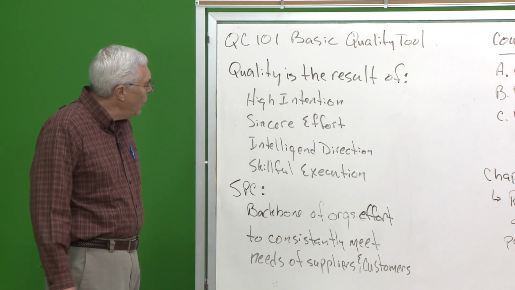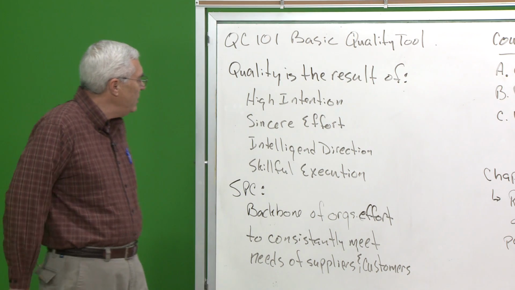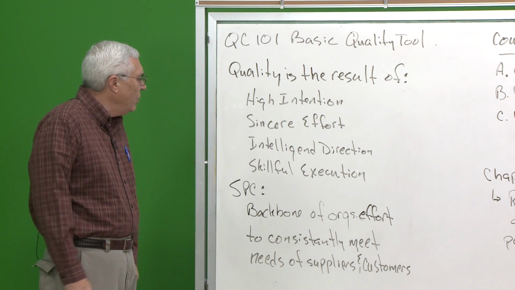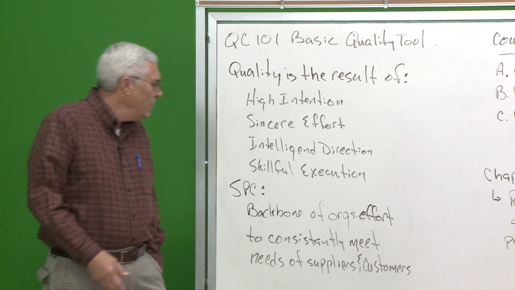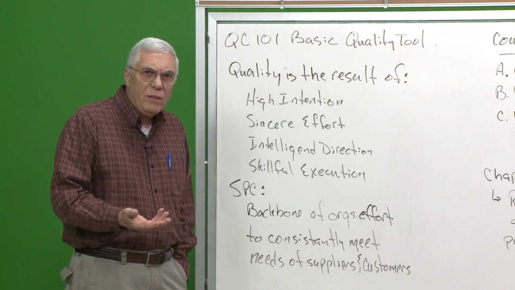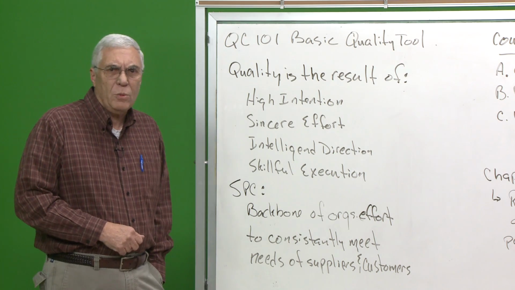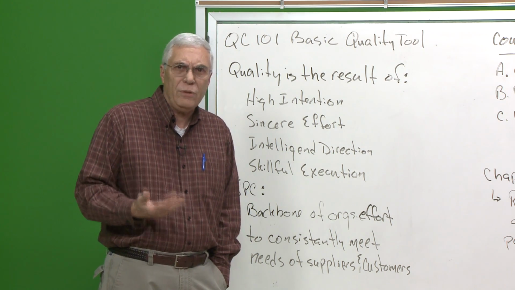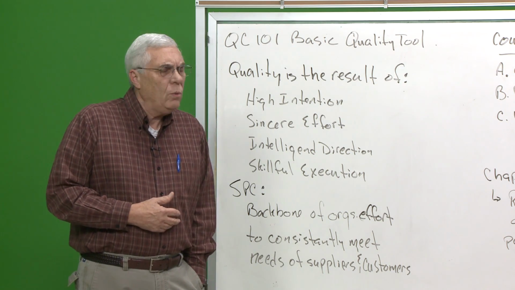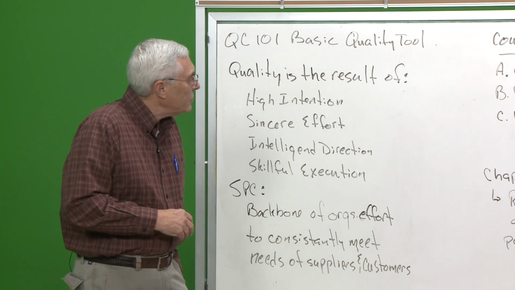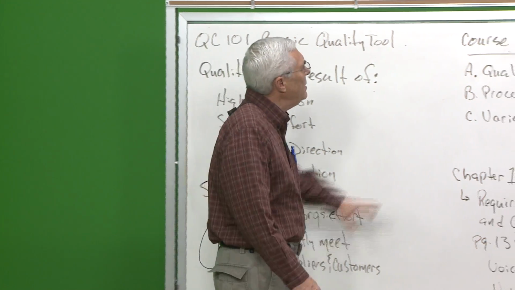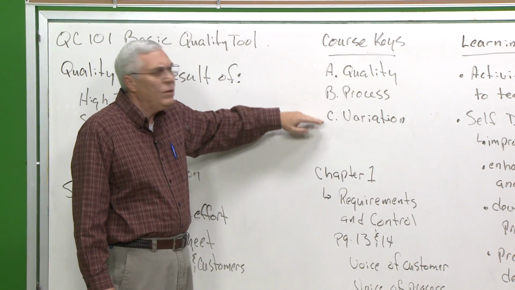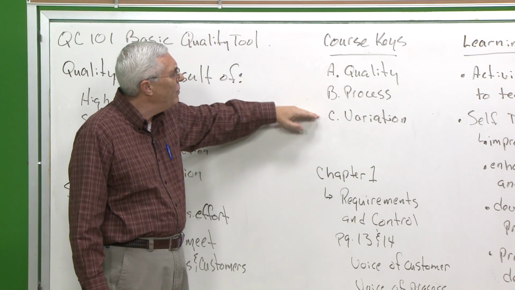We're going to be taking a big look at SPC, Statistical Process Control. SPC basically is the backbone of an organization's effort to consistently meet the expectations of both suppliers and customers. And it doesn't matter whether you are in a product producing industry or a service delivery industry, the techniques that we look at will work and are expected to work in each. The course has three key issues that you're going to see time and time again throughout the course, in fact probably enough that you get tired of them.